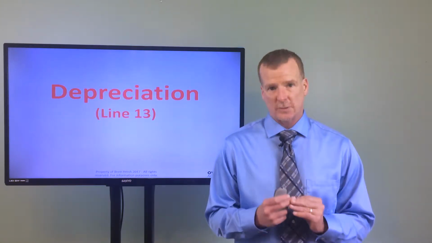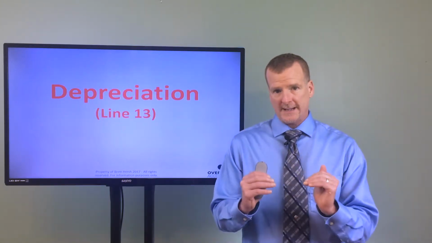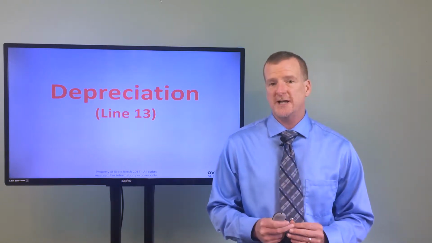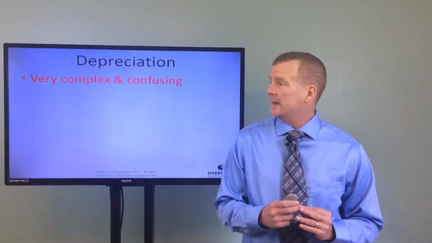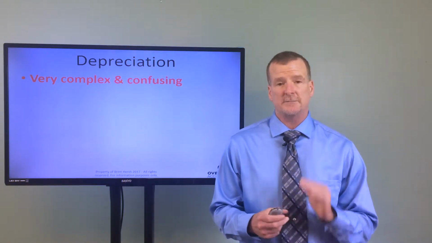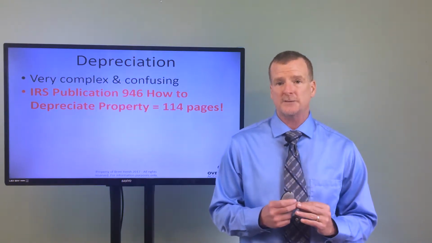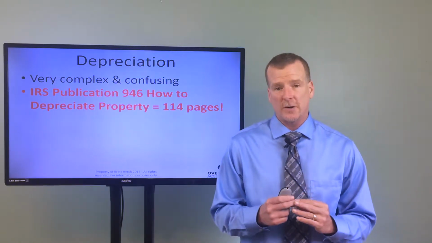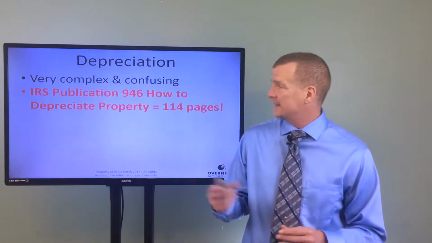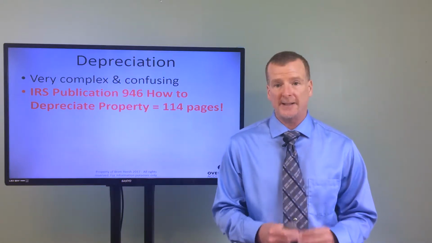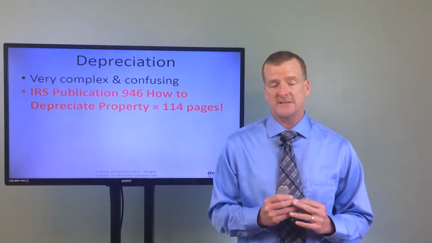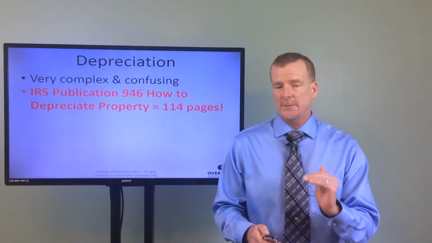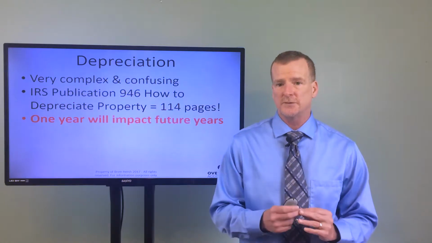Now, this section is going to be a little long and complex. I hope you bear with me and are ready to learn, because depreciation is reported on line 13, and it can be very complex and confusing. What makes this topic so important is not just that IRS Publication 946, on how to depreciate property, is 114 pages long in about 8-point font, single spaced. That's a lot of information, very complex and very confusing.